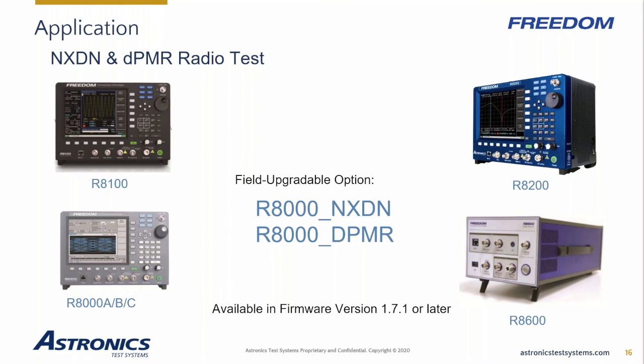The software for NXDN started working after version 1.7.1. I'm going to show you later on how to check your software version, and also you can download the latest software revisions free of charge from our website, and you can find those at freedomcte.com/updates. There you can see a list of all the different software updates that we have. You can upgrade your unit free of charge. There's a document that explains how to install the software.